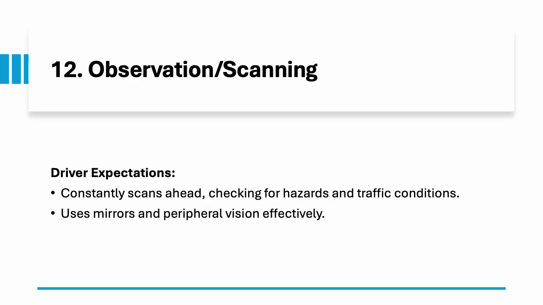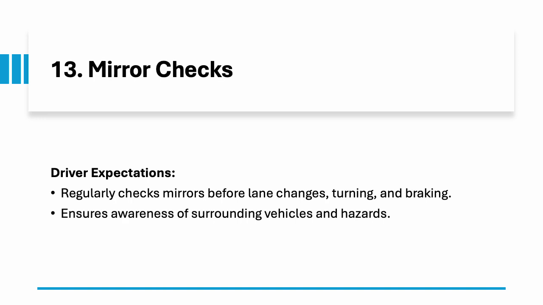Observation and scanning. Driver expectations: constantly scans ahead, checking for hazards and traffic conditions. Uses mirrors and peripheral vision effectively. Mirror checks: regularly checks mirrors before lane changes, turning and braking. Ensures awareness of surrounding vehicles and hazards.